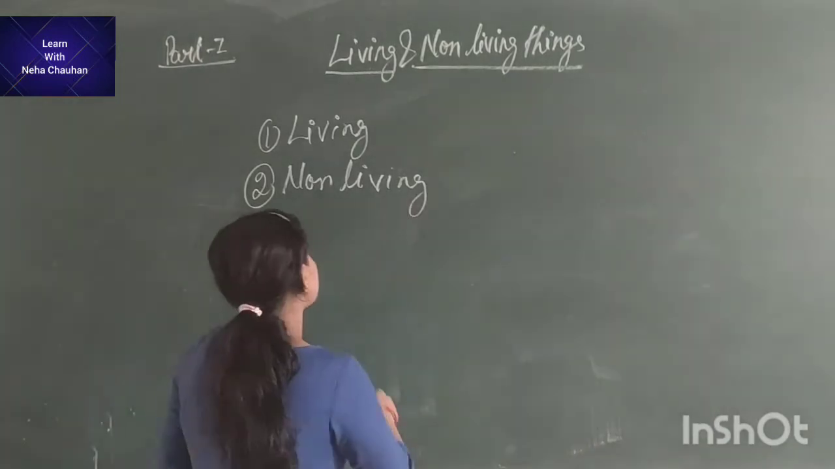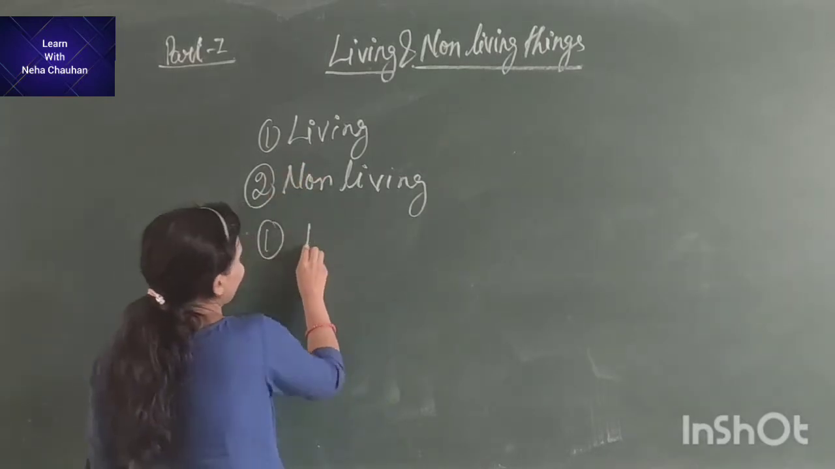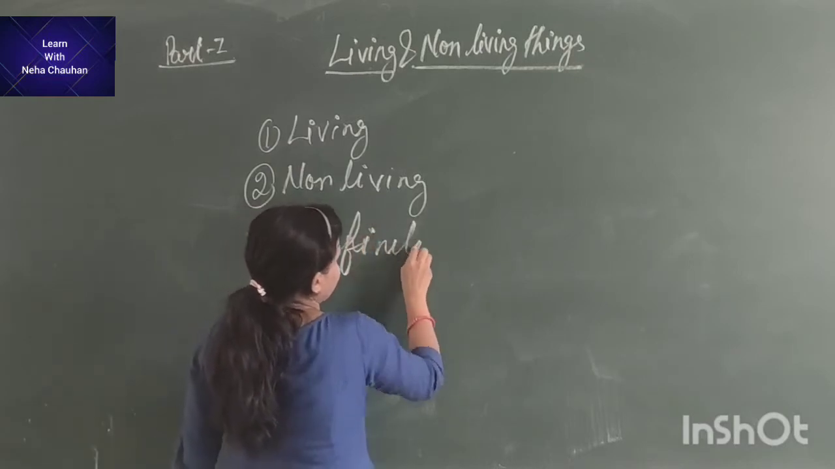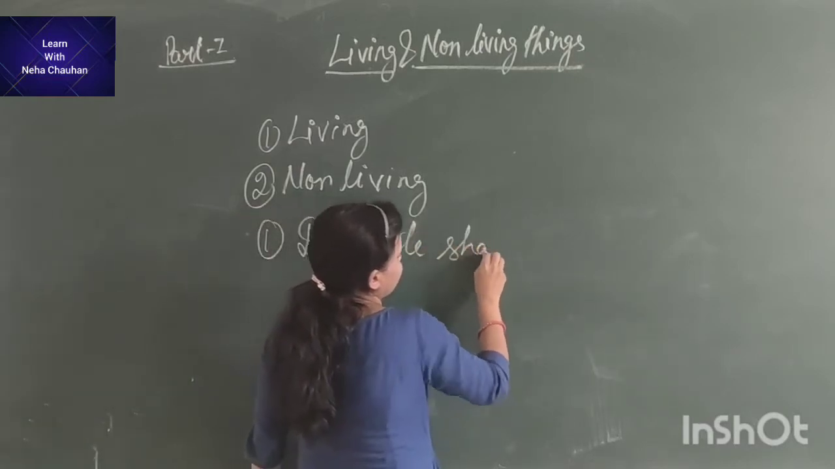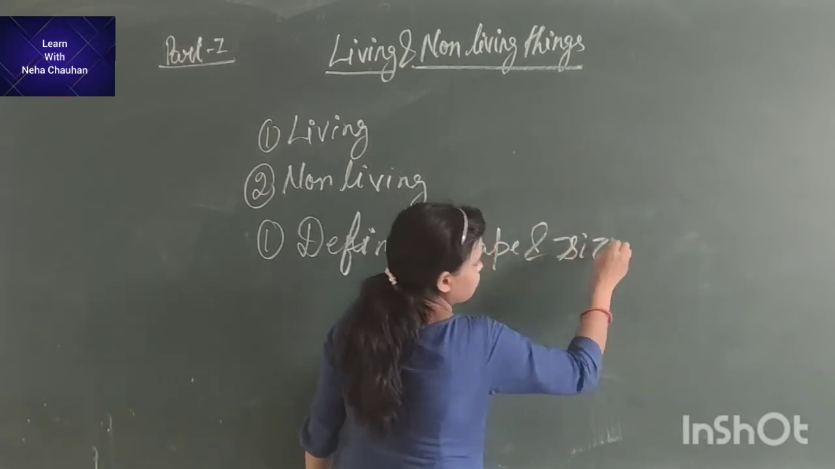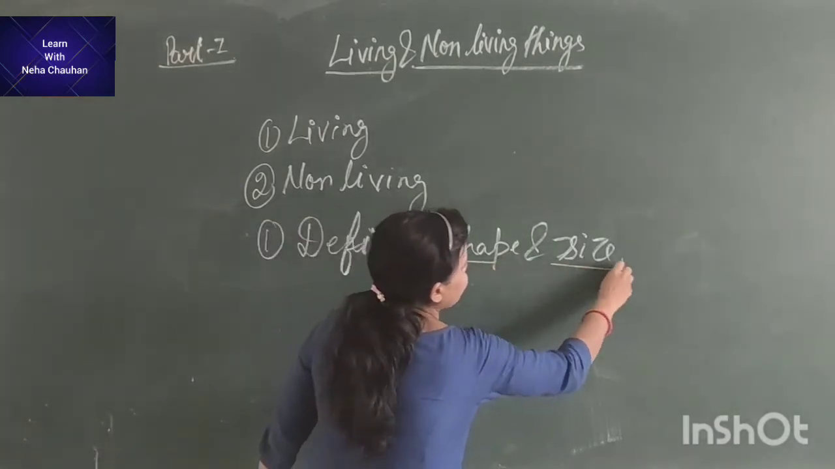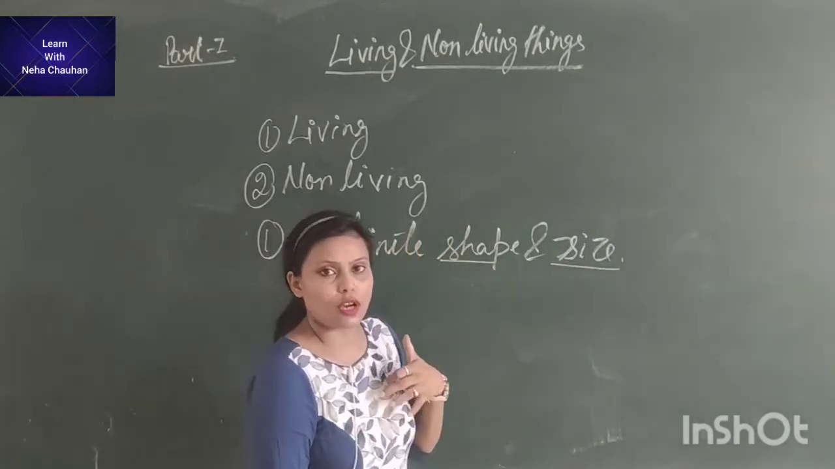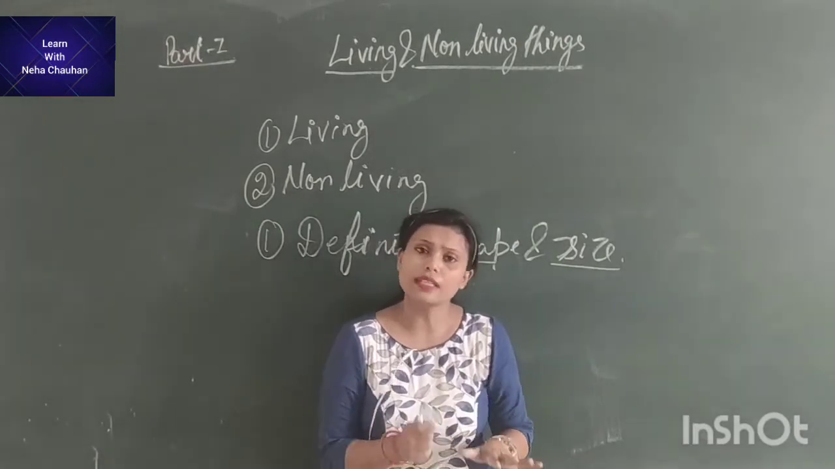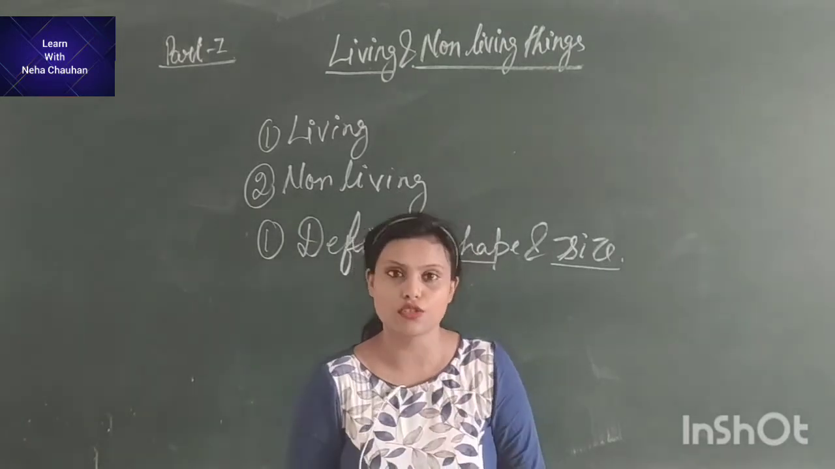So the first characteristic of the living organisms is they have definite shape and size. All the living organisms have definite shape and size. If we talk about human and fish, they look same? No, they look different and they have a definite shape and the other organs also.